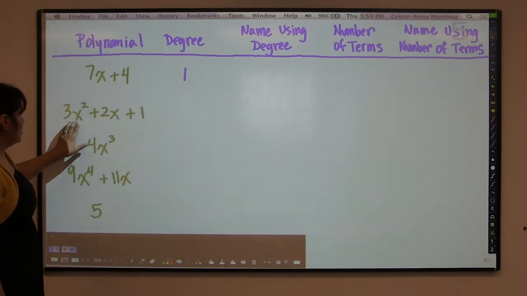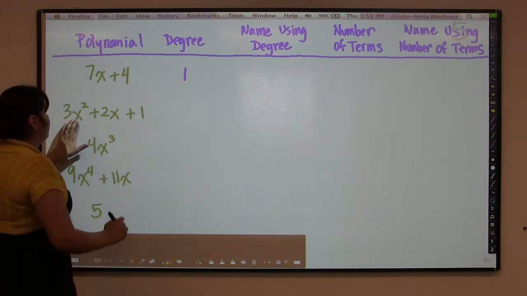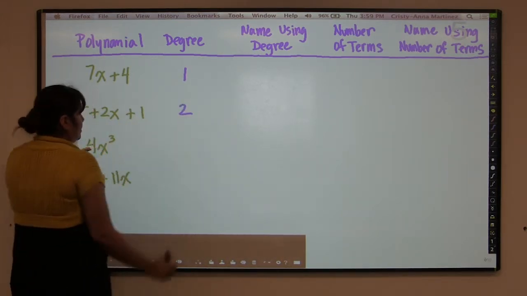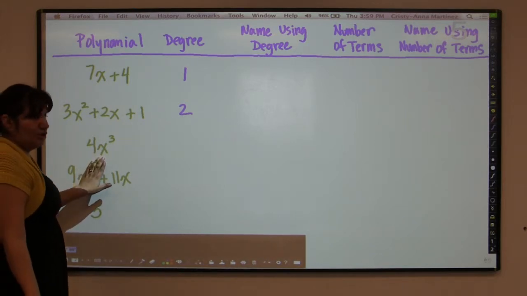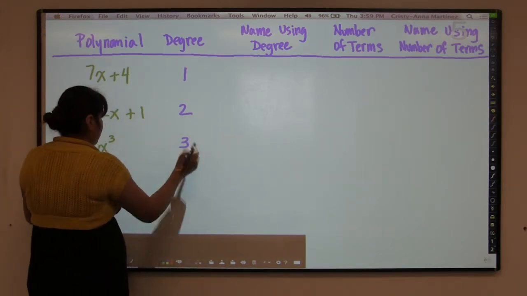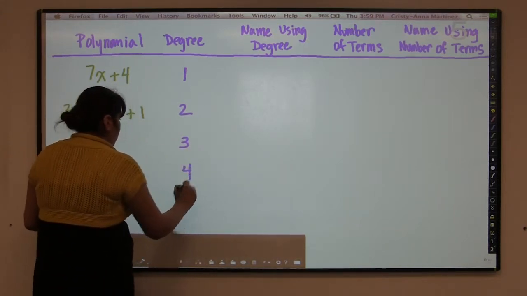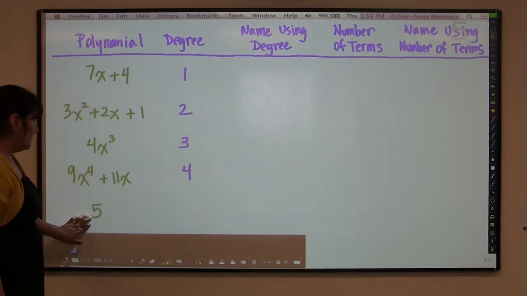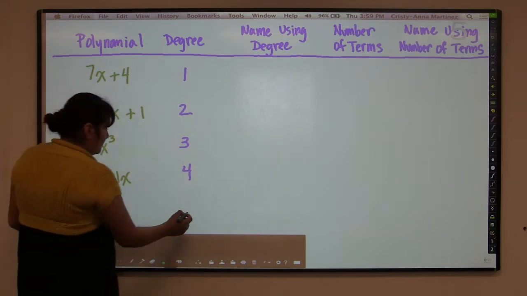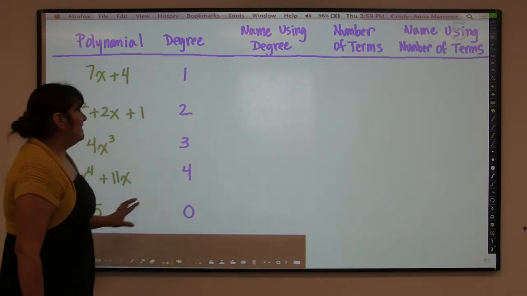In this case, we have a 2, a 1, and a 0, so the biggest one is 2, so its degree is 2. This one only has one term, so it's obviously going to be a 3. And this one, the 4 is bigger than the 1, so 4 is the degree. And this one is a constant, and we talked about that already. This one's going to be a degree of 0. Okay? So that's the degree.